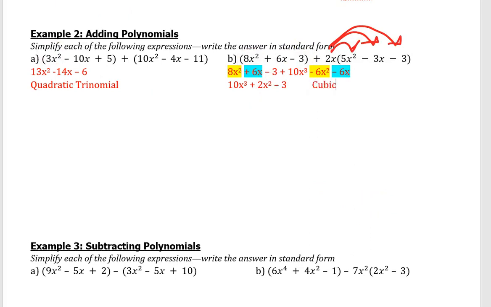That guy's going to be called a cubic. Highest power of x there is 3, and we actually have 3 terms again, so cubic trinomial, if you want to give that a name.